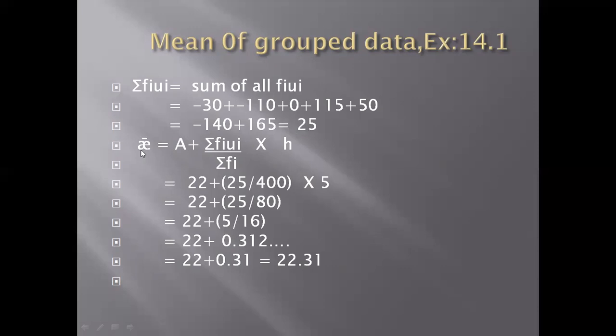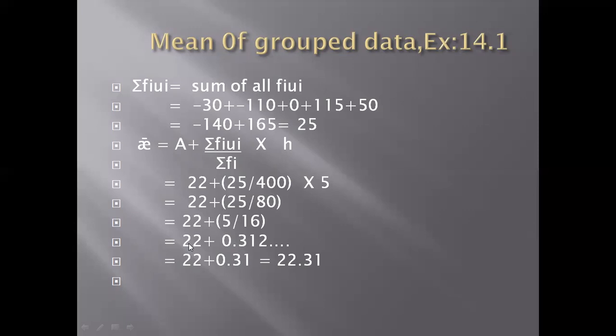X bar, the mean, is equal to A plus sigma Fi Ui by sigma Fi into H. That is equal to 22 plus 25 by 400 into 5. Now, you can cancel 5 and 400: 5 ones are 5, 5 eighties are 400. So, next step you write 22 plus 25 by 80. Again, 25 and 80 you can cancel with the 5 table. So, 22 plus 5 by 16.